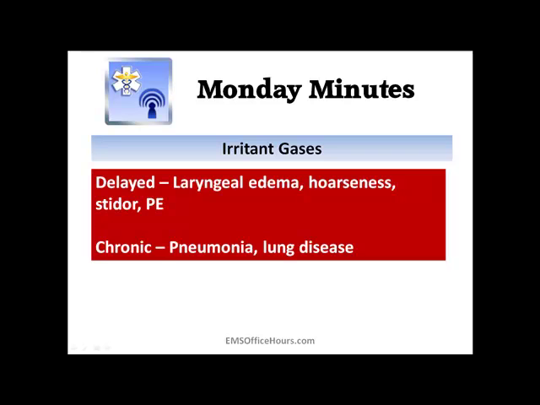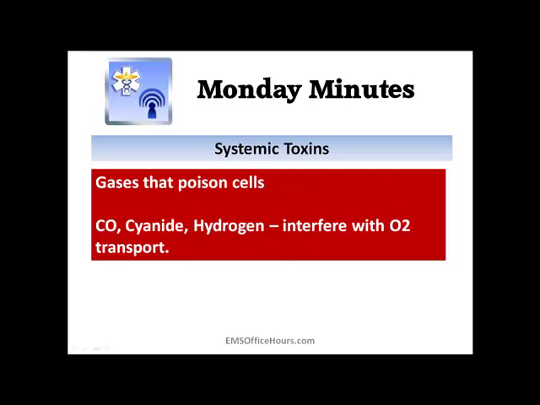One other type we talk about with toxic gases are those systemic toxins, right? These are the gases that end up poisoning the cells themselves. Things like CO, cyanide, hydrogen sulfide, these all interfere with oxygen transport and delivery to the cells. And there are some other agents out there that also damage things like the liver and the kidney. So all things to kind of look out for.